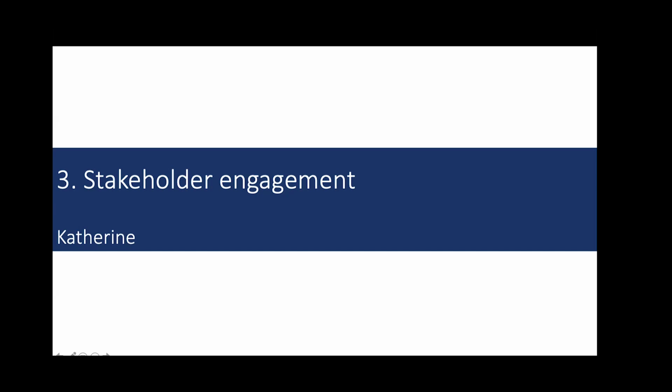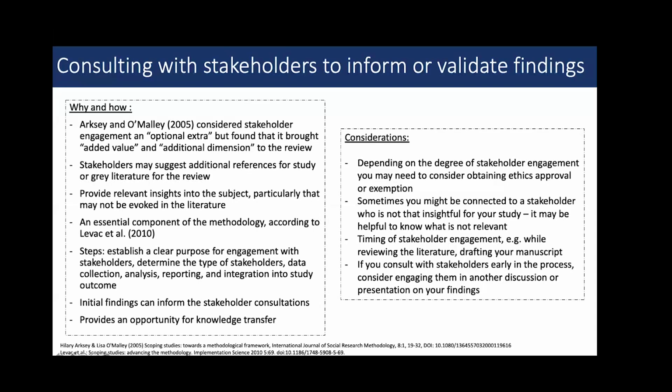So the next section, we're going to talk a bit about stakeholder engagement, which is a bit more of a unique aspect to the scoping study methodology. In the main methodological paper, stakeholder engagement was initially considered an optional extra, but one that brought added value and an additional dimension to the review. Stakeholders can suggest additional references for the study or gray literature. They could provide relevant insights into the subject matter, particularly ones that might not be evoked in the literature.